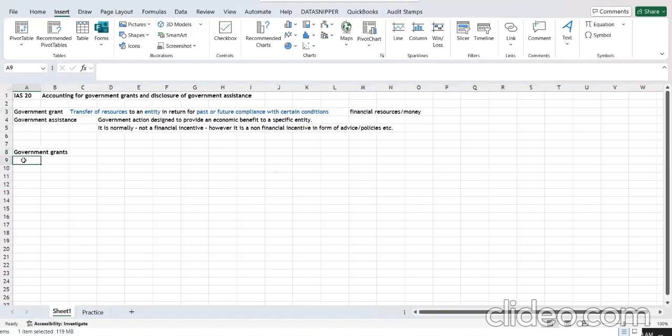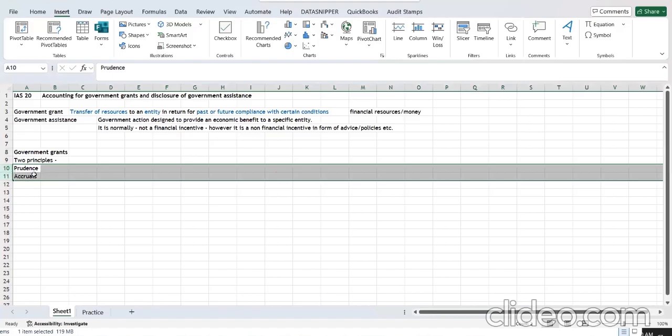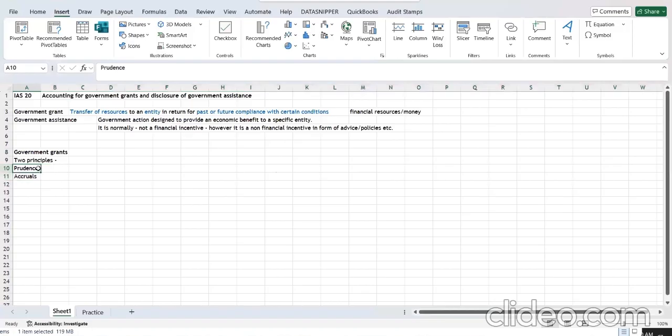So when we are recognizing government grants, there are two principles that we should be considering, right? One is prudence and the other one is accruals principle. So if you are someone who did your 11th and 12th in commerce, then in 11th standard, we have studied prudence concept. We have studied accruals concept, right? So prudence concept says that until it is not finalized, we are not going to recognize the income in our books, right? Until it is not finalized, until it is not certain.